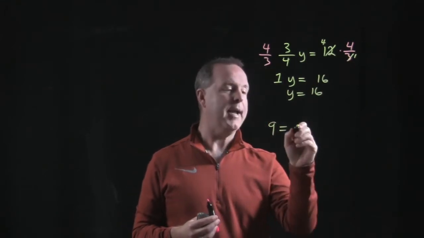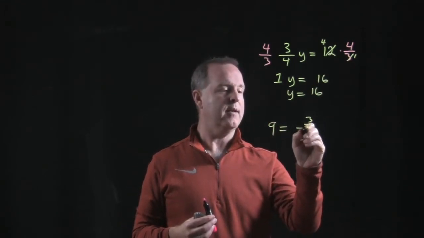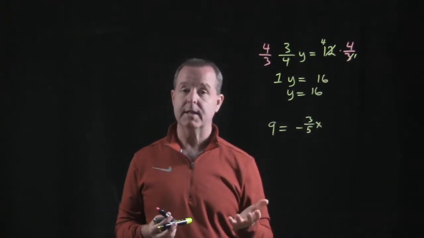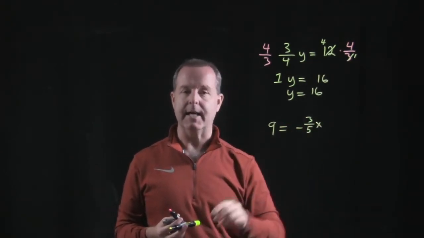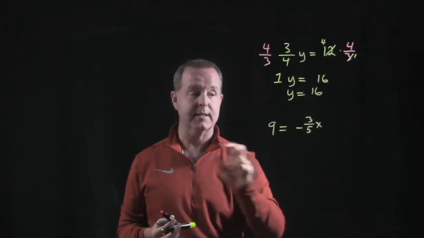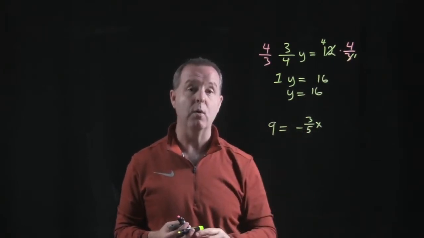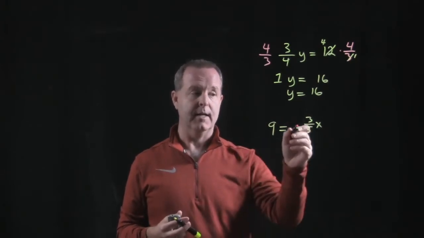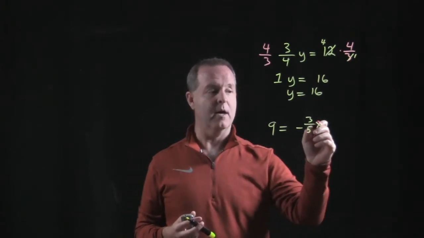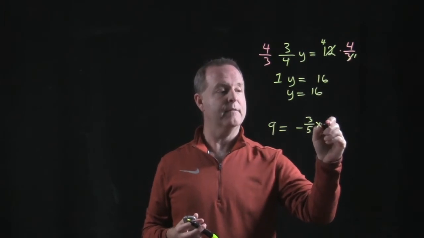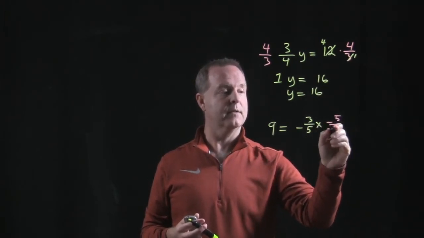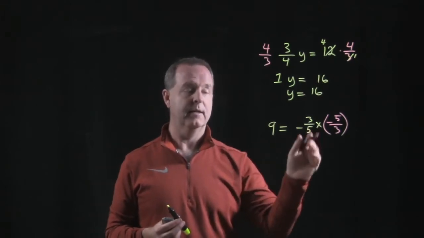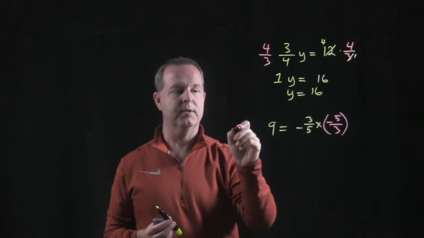9 equals minus 3/5 times x. So our question again becomes, how do we isolate x? And I want a positive x, and I recognize I have a negative coefficient with that. So again, I'm going to look at its reciprocal, negative 3/5. I'm going to multiply it by a negative 5/3. I'm going to put parentheses around it just to help keep it clear. Do it to that side, I better do it to the other.